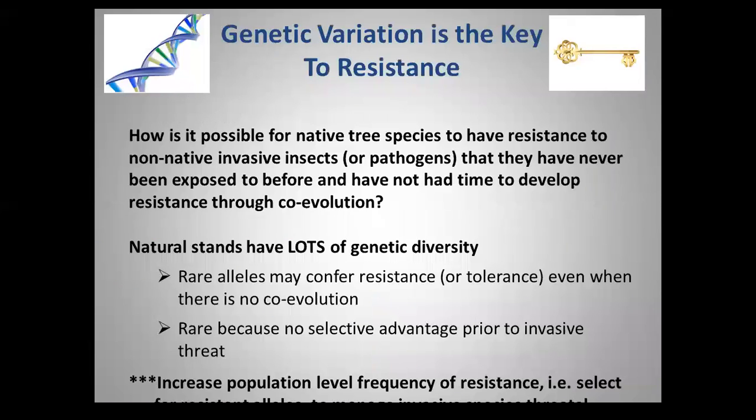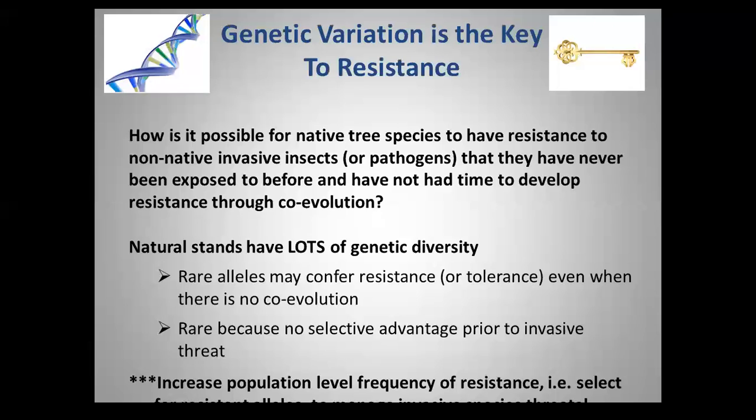So if you think about it, many people might be wondering, how is it possible that a native tree species has resistance to a non-native invasive insect, and this is possible even with pathogens, that it has never been exposed to before and hasn't had the time or the opportunity to develop resistance through coevolution?